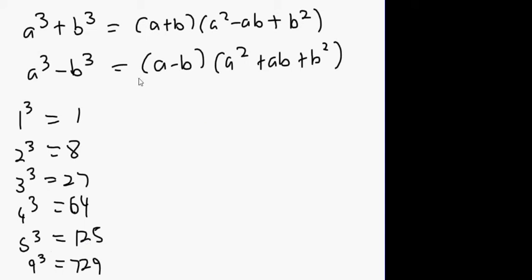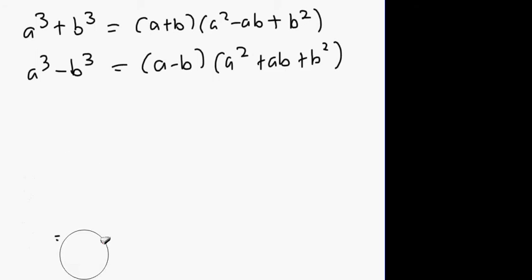Now, what you're going to get is factorized questions. These are going to come in the form of, I'll make up my own ones here. So look, 729 minus y cubed, and they're going to ask you to factorize that. Now, any idea how to factorize this?